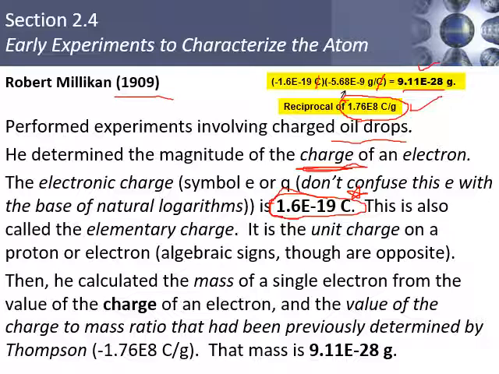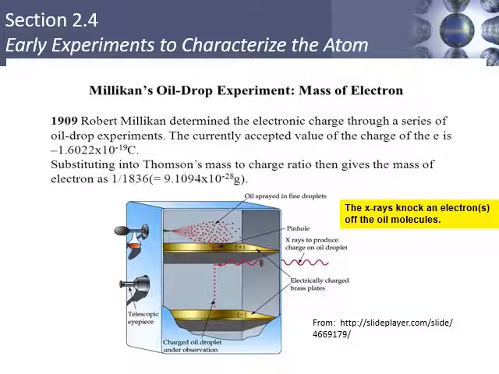So this number is really important, this 1.6 times 10 to the minus 19th coulombs. It's called the elementary charge because it's the charge on elementary particles like electrons and protons. Let's go now to the next slide. Let's look at how he did this experiment.